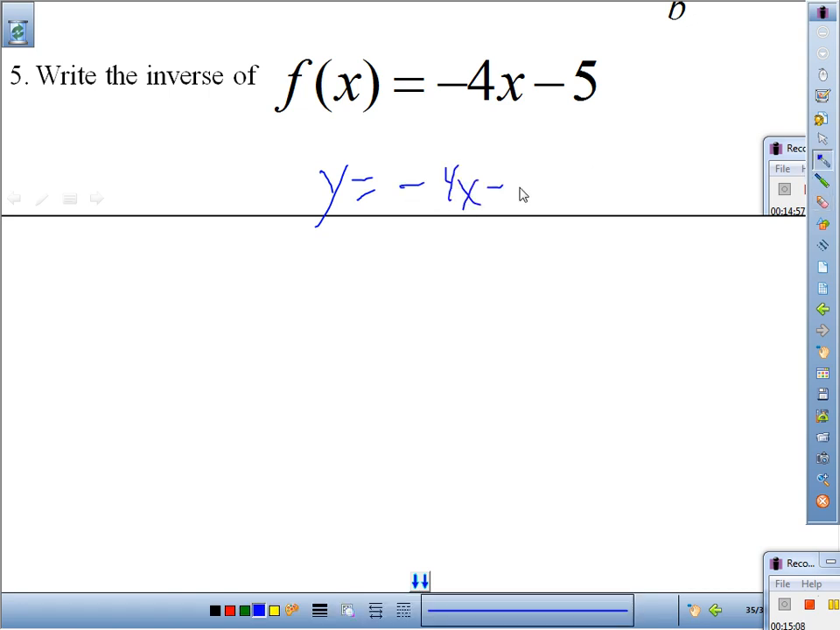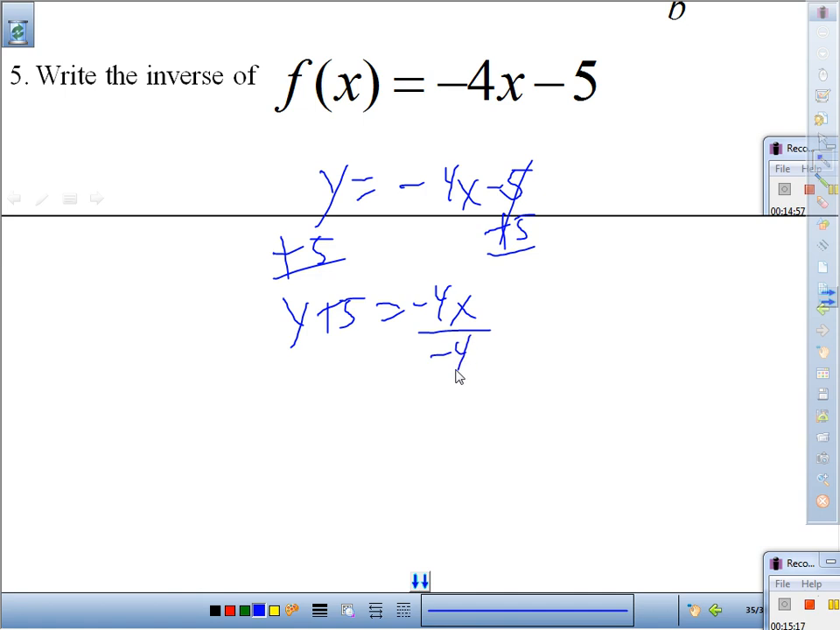Negative 4x minus 5 plus 5 plus 5. Y plus 5 equals negative 4x. Divide by negative 4. Y plus 5 over negative 4 equals x.